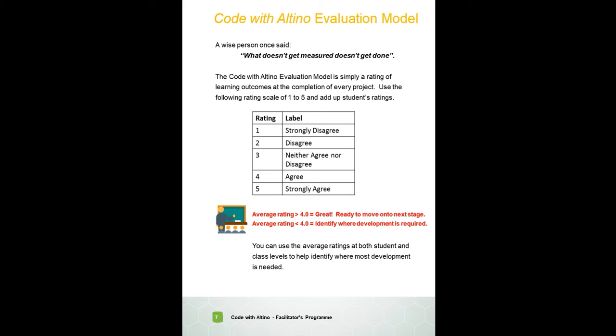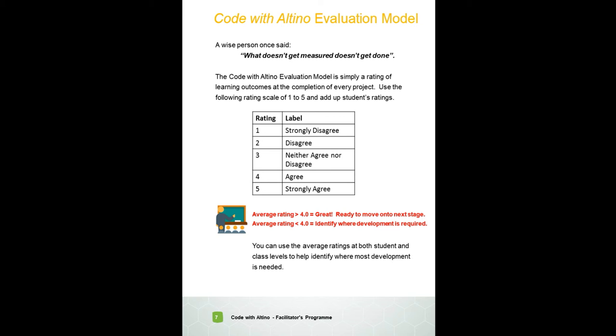A wise person once said, "What doesn't get measured doesn't get done." The Code with Altino evaluation model is simply a rating of learning outcomes at the completion of every project. So every module starts with learning outcomes, and then people self-evaluate. You use the following rating scale of 1 to 5 and add up students' ratings, where 1 is strongly disagree, 2 is disagree, 3 is in the middle, 4 is agree, 5 is strongly agree.